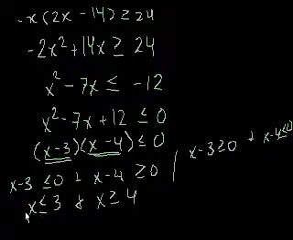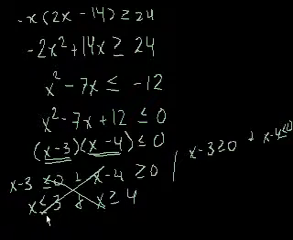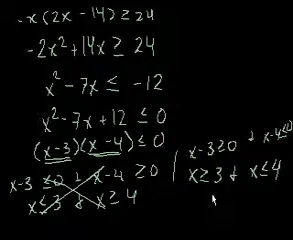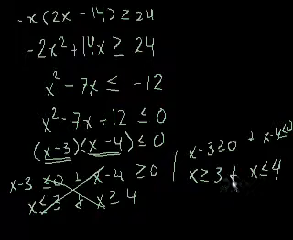So both of these things have to be true. X has to be less than or equal to 3, and x has to be greater than or equal to 4. Well, let me ask you a question. Can something be both less than or equal to 3, and greater than or equal to 4? Well, no. So this situation can't happen. There's no number that's less than or equal to 3 and greater than or equal to 4. So let's look at this situation. This says x is greater than or equal to 3, and x is less than or equal to 4. Can this happen? Sure. That just means that x is some number between 3 and 4.